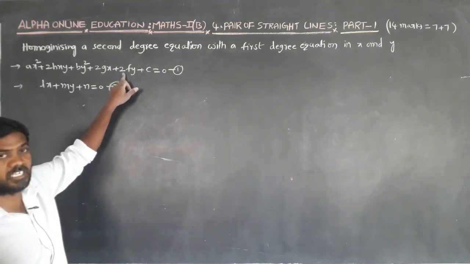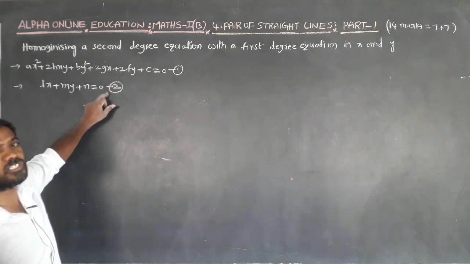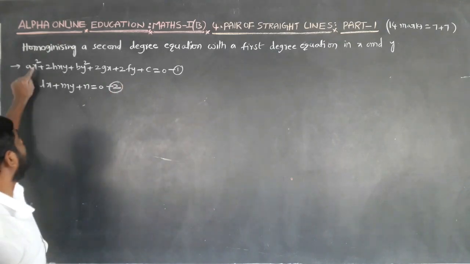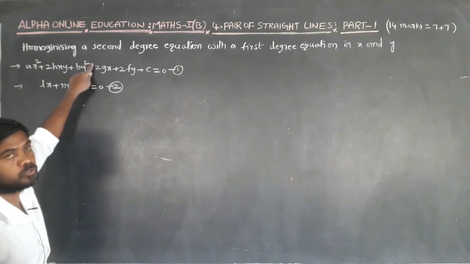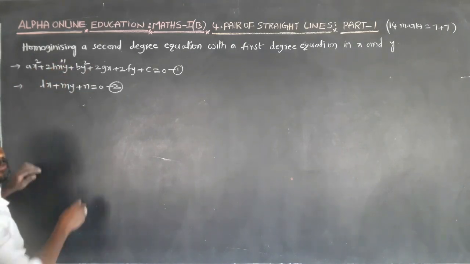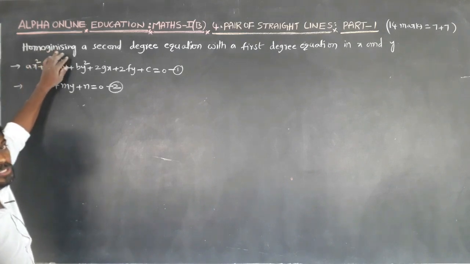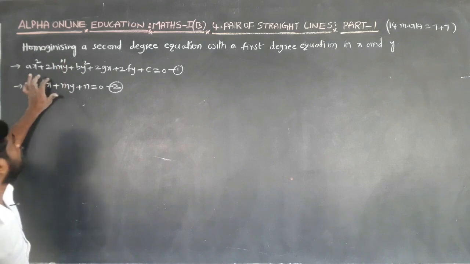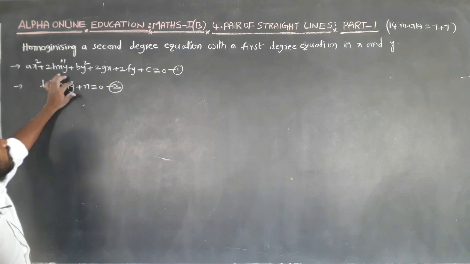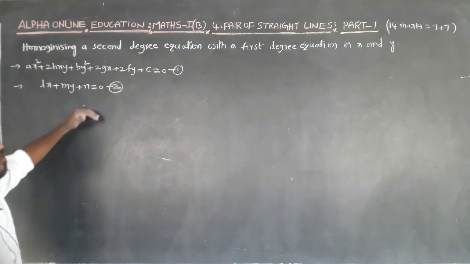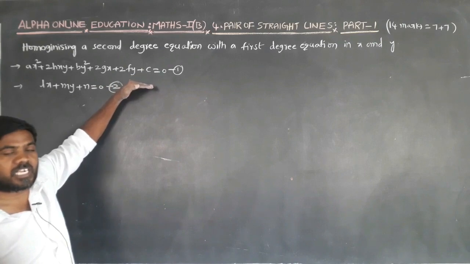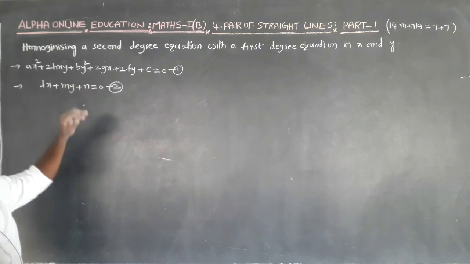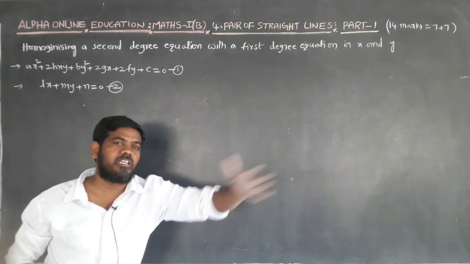This is the second degree equation and this is the first degree equation. Second degree means power 2. Here x power 2, y power 2, x power 1, y power 1, 1 plus 1 is 2, so this is the second degree equation. In the first degree equation, x power 1, y power 1. Homogenizing a second degree equation with the help of a first degree equation. Homogenizing means the powers are equal.